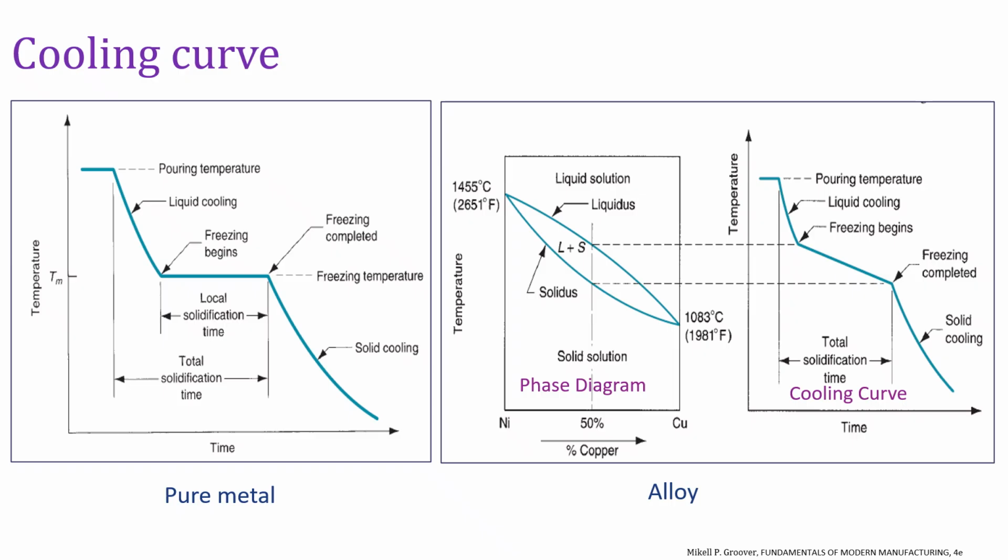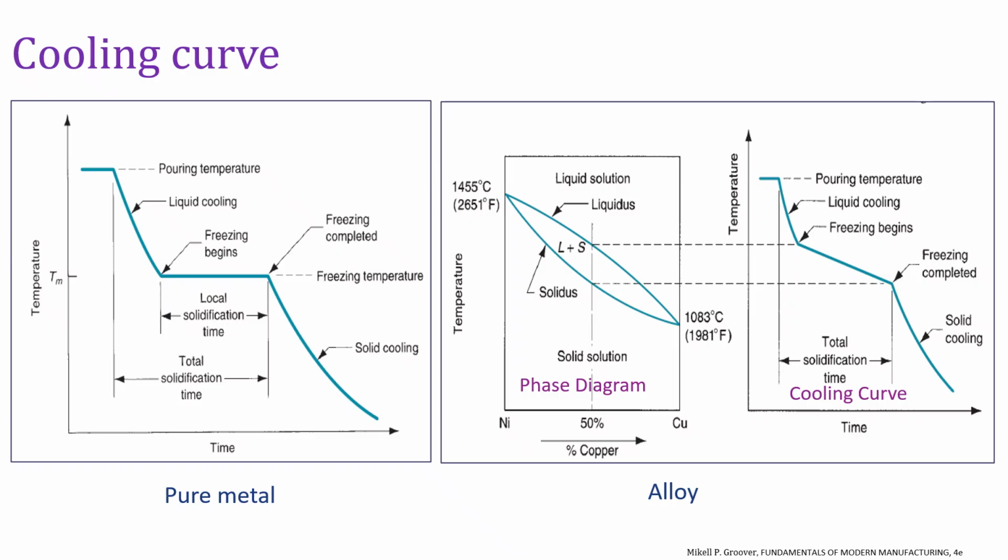Now let us see the cooling behavior of both pure metal and alloy. For the pure metal, the temperature decreases steadily until it reaches its melting point. At this point, solidification begins and the temperature remains constant while the latent heat of fusion is released. Once the solidification is complete, the temperature again starts decreasing.